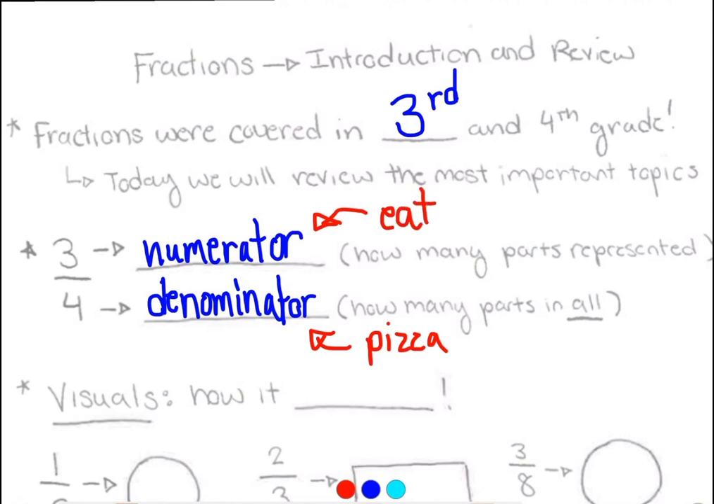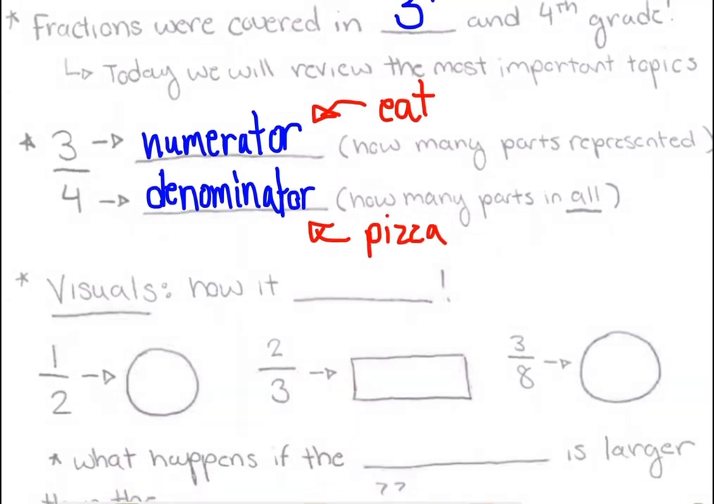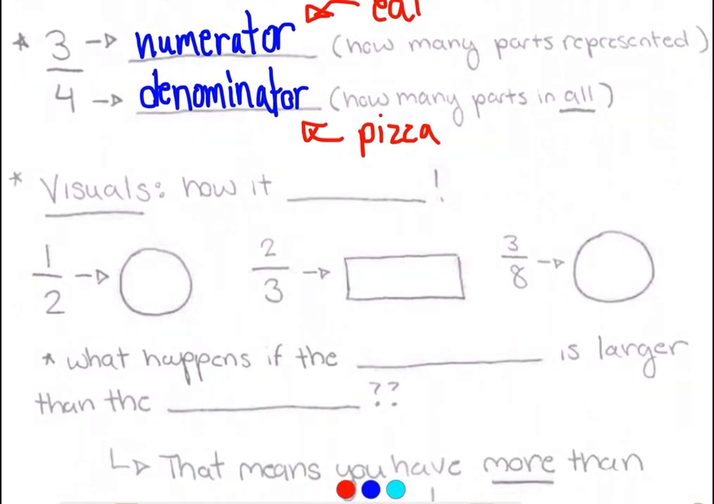And we're going to go through a couple of visuals. Visuals are big when it comes to fractions, and what they're really trying to show you is how does a fraction look, or how can it be represented. So we're going to have 3 different visuals. You're going to notice what the denominator is telling us and what the numerator is telling us. I always like to start with the denominator. So in this first fraction right here, I have 1/2.